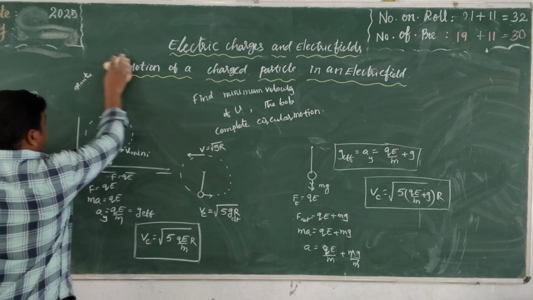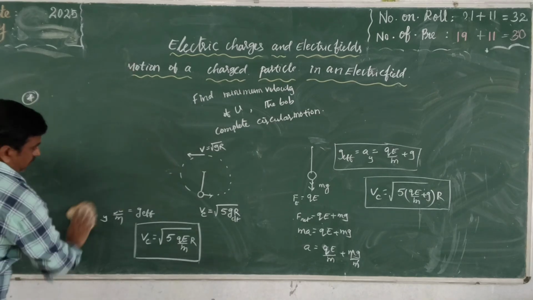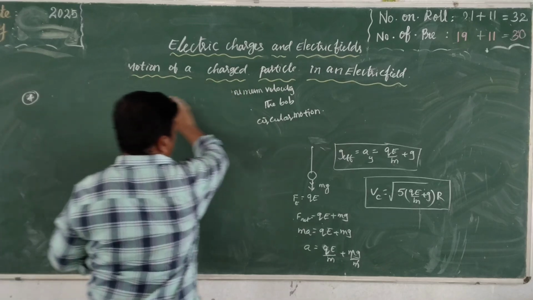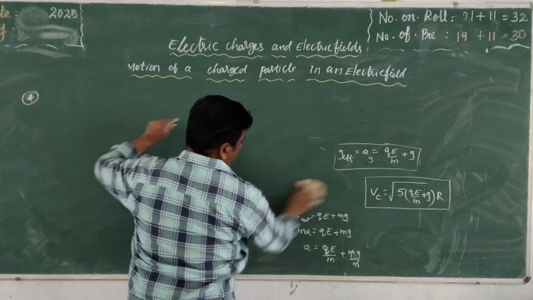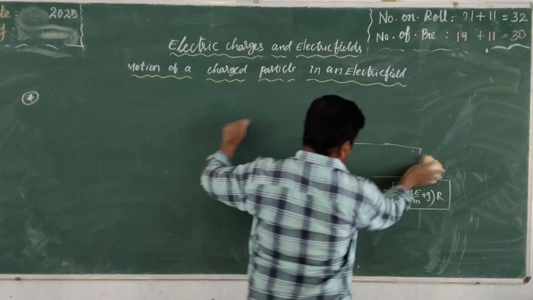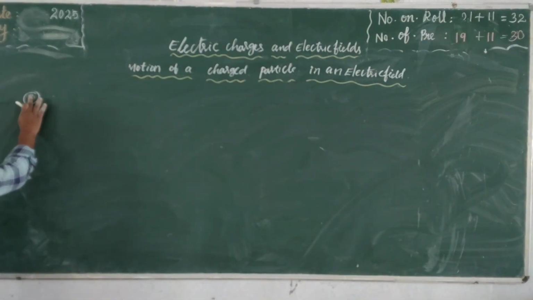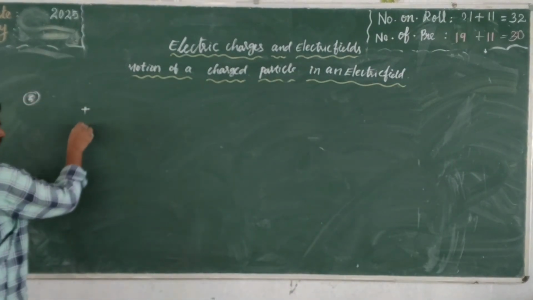See, next one. When the bob is in uniform electric field, what is the time period of that bob? That we find out. See, for example, the fifth one is the plus charge.